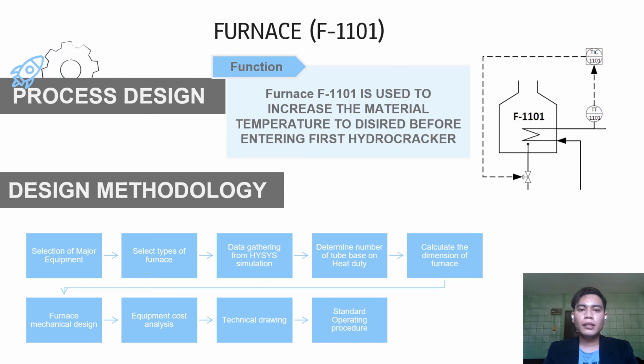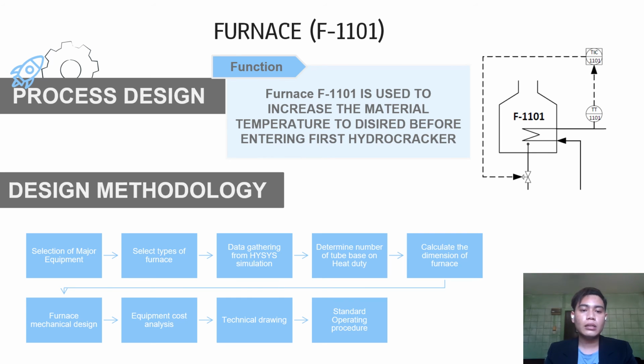I will be explaining my major equipment which is furnace. Before I proceed any further, we need to know what is the function of the furnace. Furnace F1101 is used to increase the material temperature to a desired temperature before it enters the first hydrocracker.